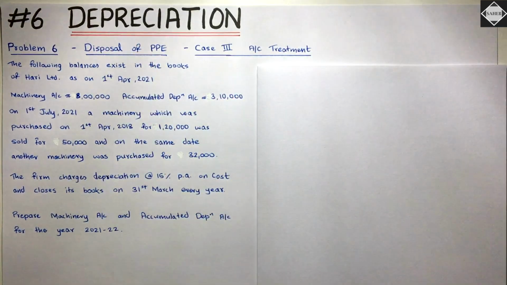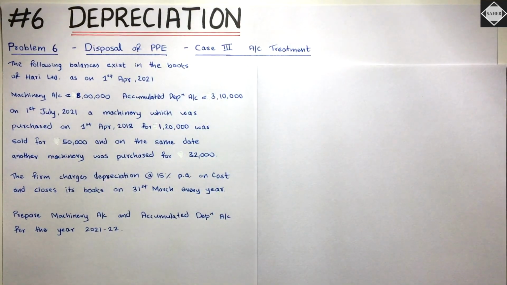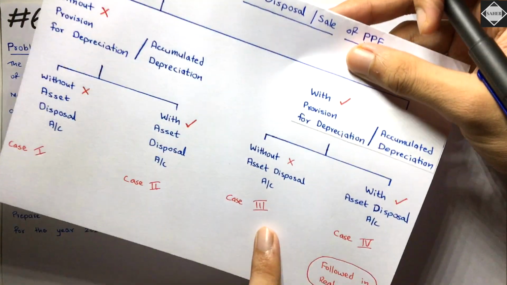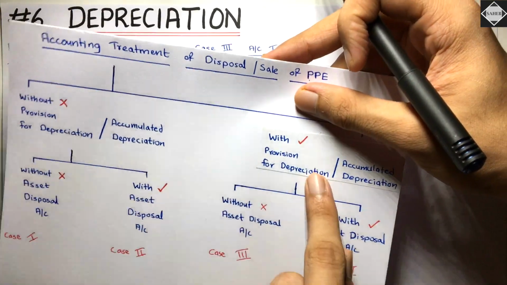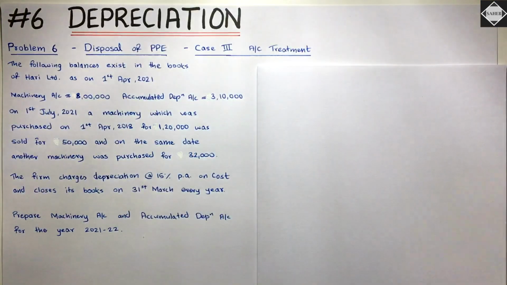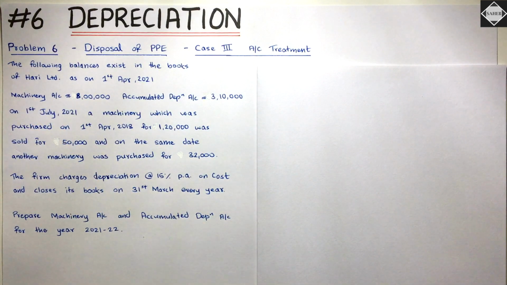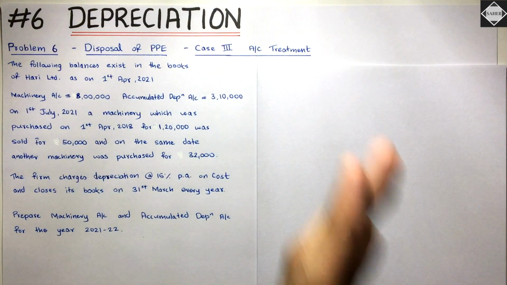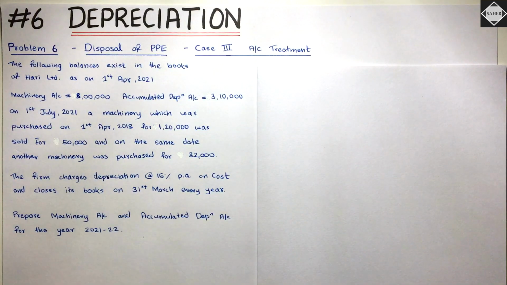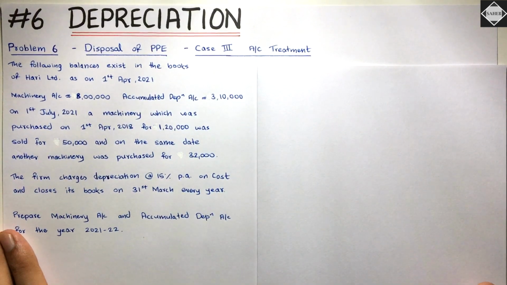So we have to solve this problem from case 3 accounting treatment without asset disposal, but we are maintaining provision for depreciation. Is that clear? Simple and straightforward. Okay, and they are not asking depreciation account, so you don't need to create that. But if they do that, you may have to create that also, but that's simple, just cross posting and transfer to profit and loss. You all know that. So first let's just draw up the timeline.